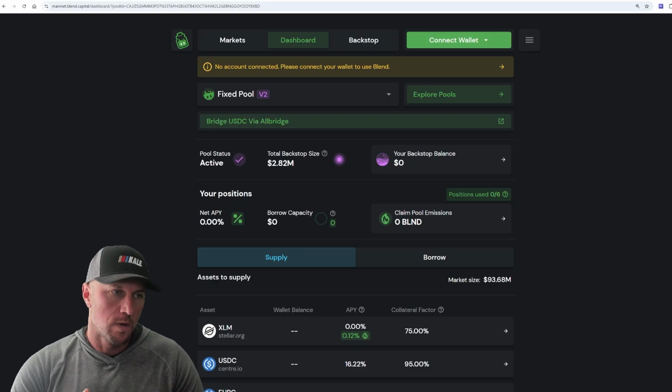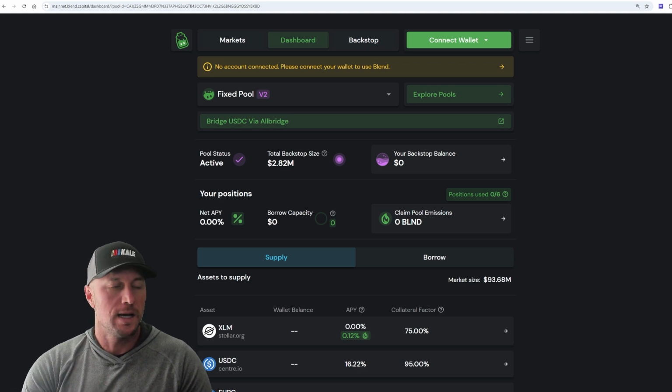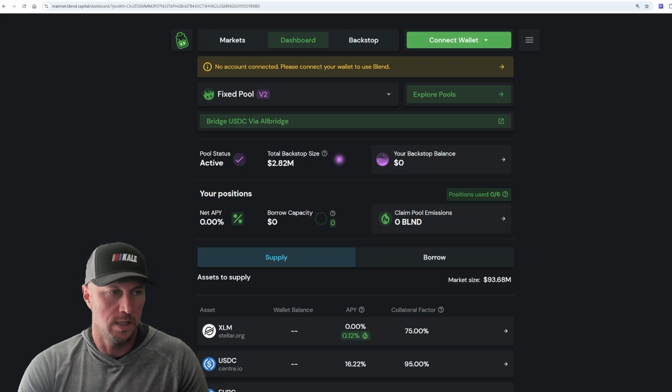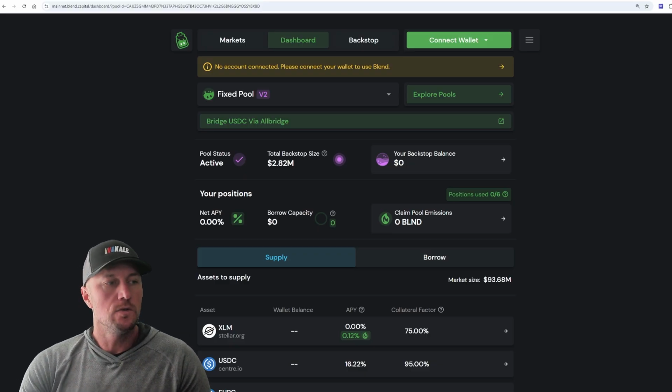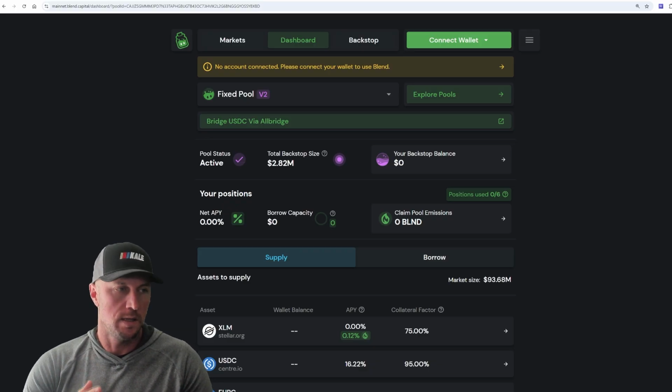Type 2, liquidation auctions. This is where it gets spicy. Every borrower on Blend has a health factor, which is a number that represents how safe their position is. Above 1, you're good to go. Below 1, you're under collateralized, meaning your debt is worth more than the collateral backing it. As soon as your health factor drops below 1, you can be liquidated.